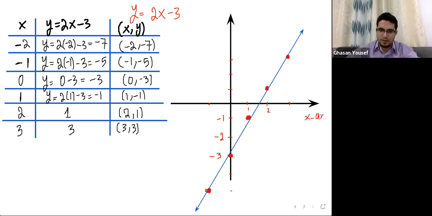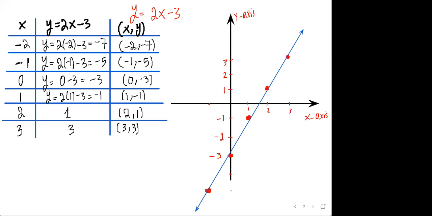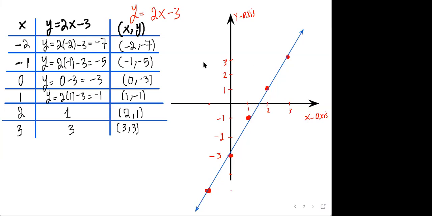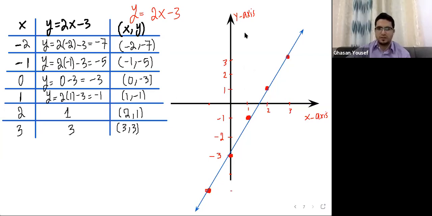This is the x-axis and y-axis. It's 1, 2, 3. Makes sense? First of all, you take any random point x, you plug it inside the y, then you get the ordered pairs, and then you plot these ordered pairs in the xy coordinate plane.